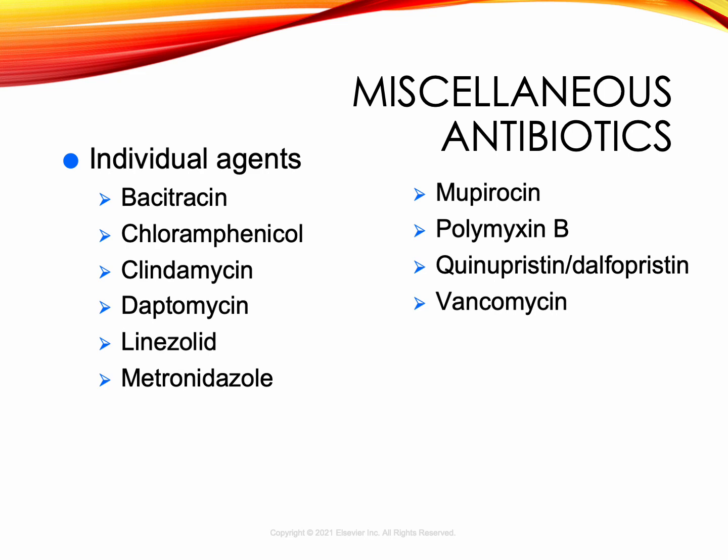So there are, like I said, also a number of individual agents. I'm not going to go over each of these in this lecture, but they include bacitracin, chloramphenicol, clindamycin, daptomycin, linezolid, metronidazole, polymyxin B, and vancomycin, as well as a few others. So be sure that you review the specifics about each of those as it's discussed in your textbook.